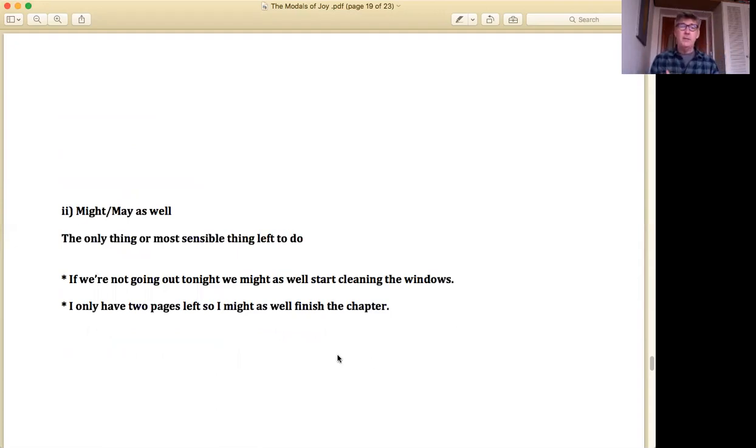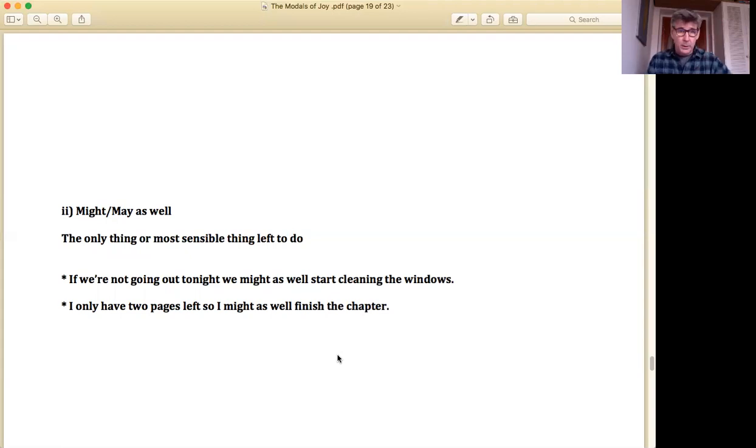And this means that it's the only thing left to do that makes sense. There's no reason not to do it. We use this as a phrase. These are kind of like idiomatic phrases almost. So we can say something like, if we're not going out tonight, you don't want to go out. I wanted to go out. You didn't want to go out. If we're not going out tonight, we might as well just start cleaning the windows, so we can sleep in the morning and not have to do it tomorrow.